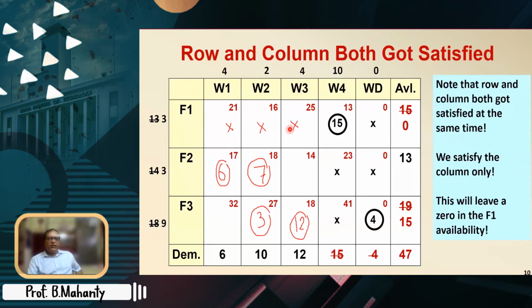Which square is an independent square? See, this is not an independent square because it makes a closure. This is not an independent square because it makes a closure. So you have to really find out an independent square. This 0 is an independent square. You can make a 0 entry here. So let's put a 0 there.